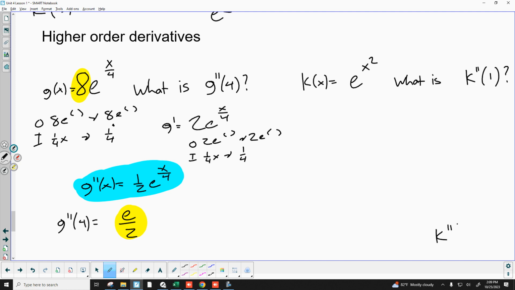And then you get to this one, and you guys will all get 4e. But the correct answer is 6e. So let's see if you can get 6e. Second derivative at 1 is the goal here. The second derivative at 1.